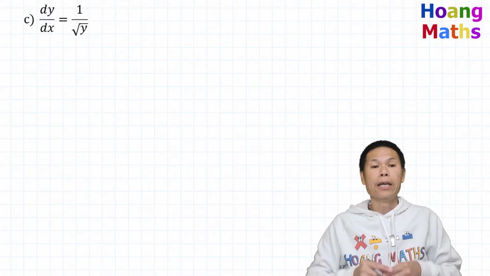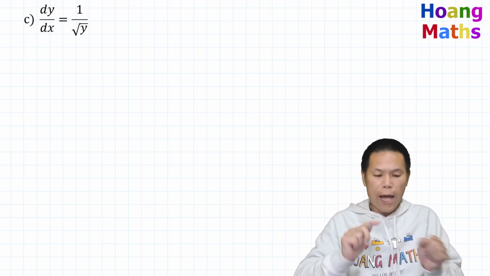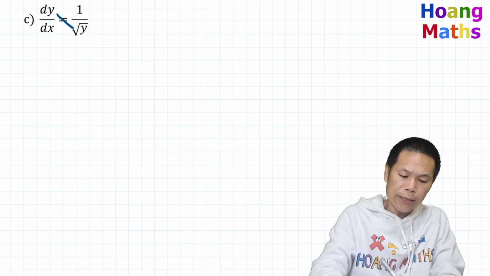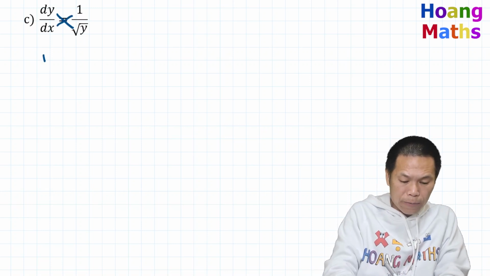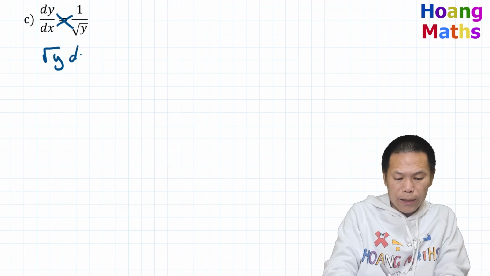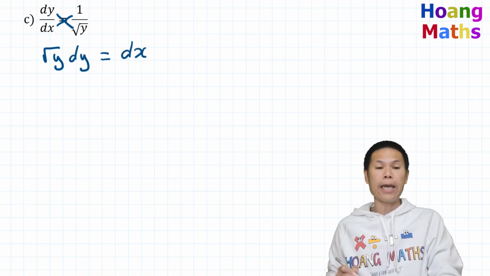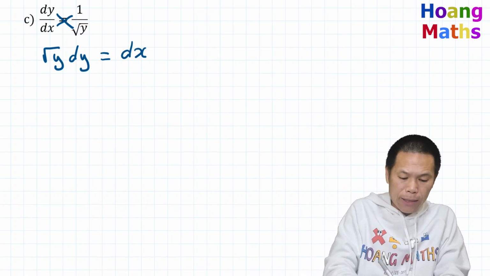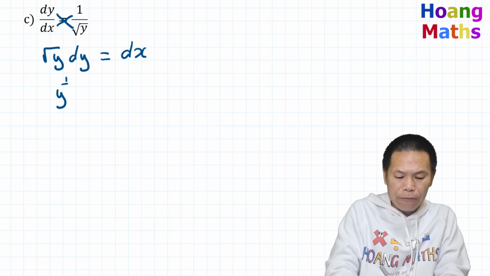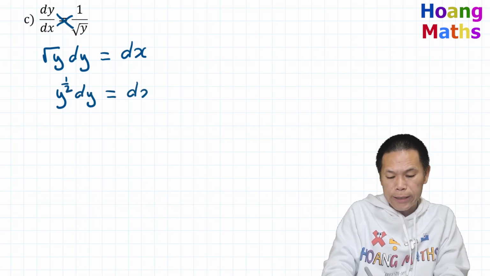Now part C. The easiest way to do this is just to cross multiply. So this times like this, and 1 times dx. So square root of y dy is equal to 1 times dx, which is dx. Square root of y dy is exactly the same as y power half dy. I just write it in a different form. That's all it is, okay?